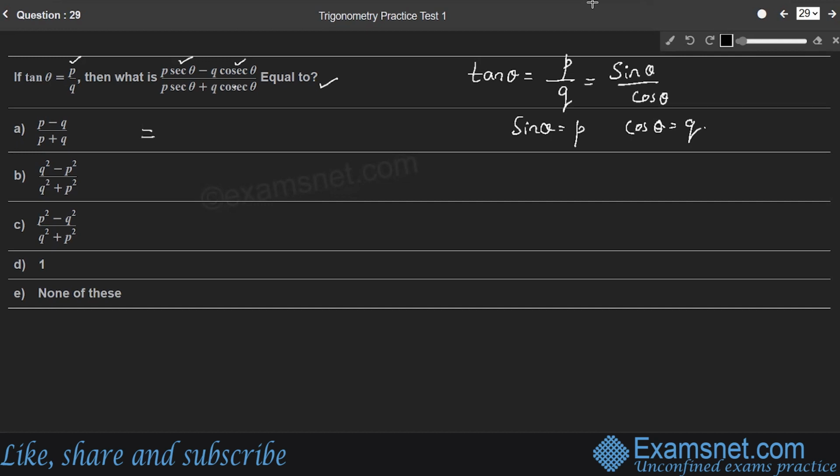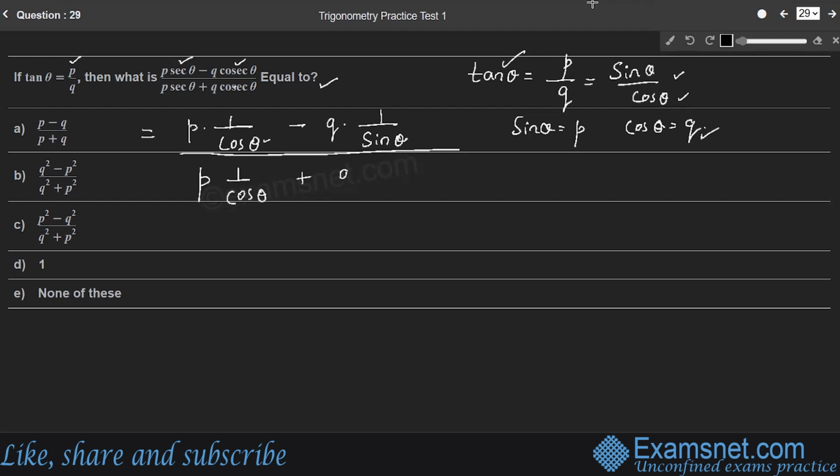So the given expression is equal to P into secant theta, which can be written as 1 by cos theta because secant is inverse of cos, so that you can easily substitute the value of cos here, right? Minus Q into cosecant theta, which is inverse of sine, right? Therefore, first we need to find the value of sine and cos since tan can be written in terms of sine and cos. So the denominator becomes P into secant theta, again 1 by cos theta, plus Q into 1 by sine theta, right?